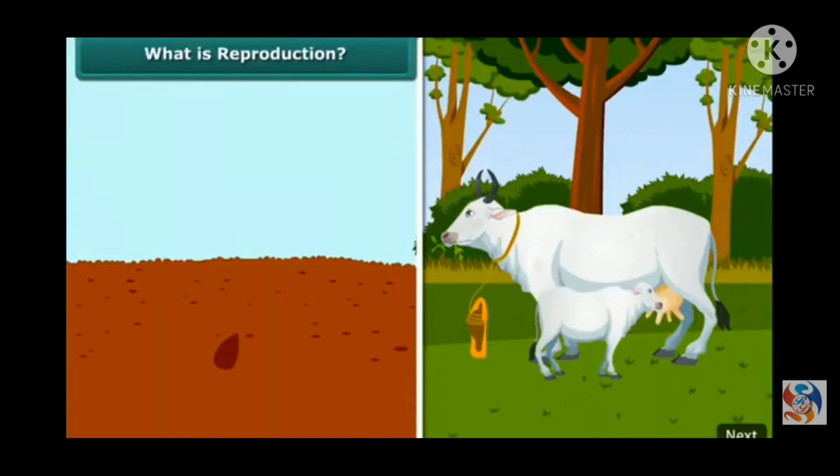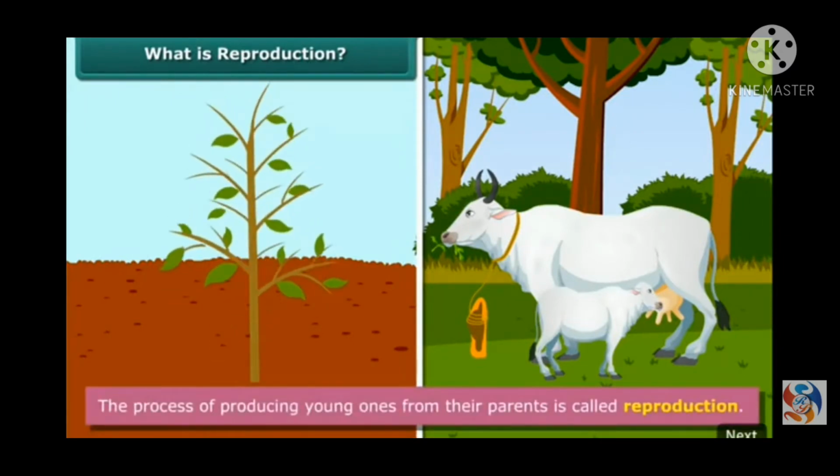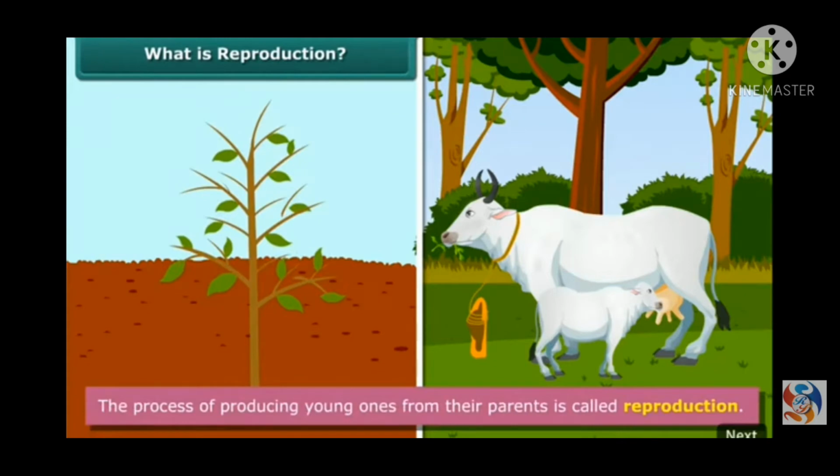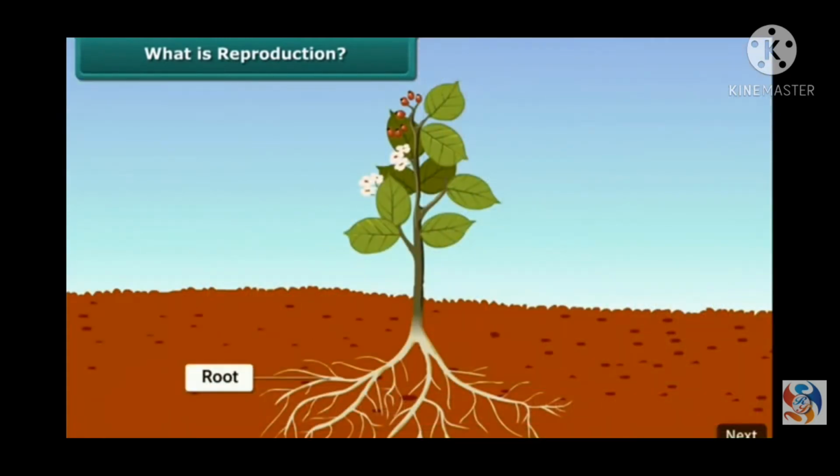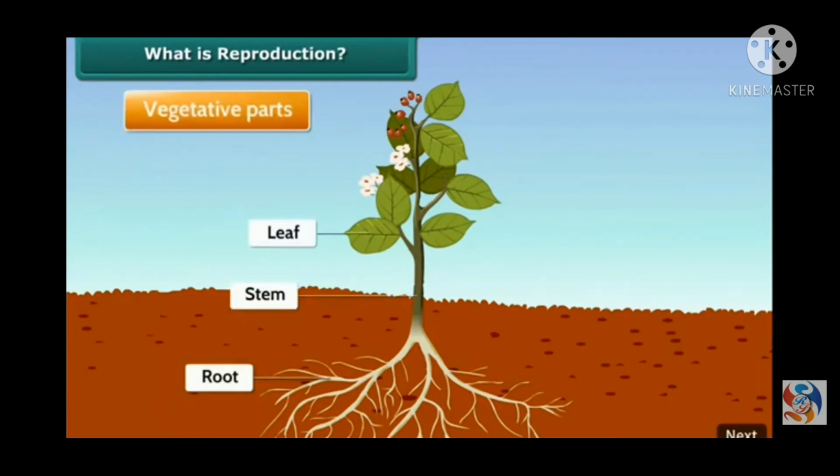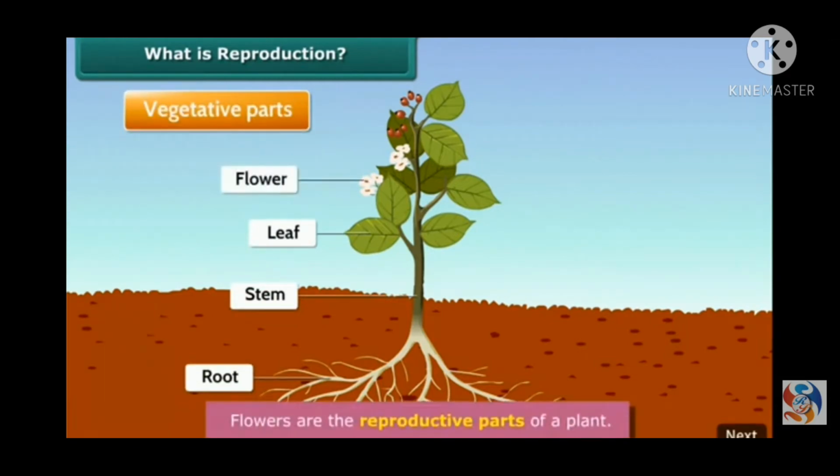What is reproduction? The process of producing young ones from their parents is called reproduction. Most plants have roots, stems, and leaves. These are called the vegetative parts of a plant. Flowers are the reproductive parts of a plant. But before studying reproduction in plants, let's recall the parts of a flower.